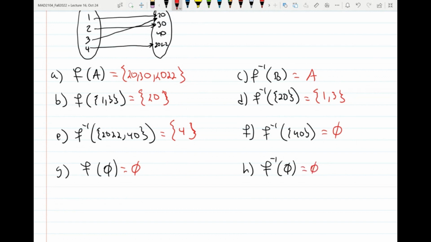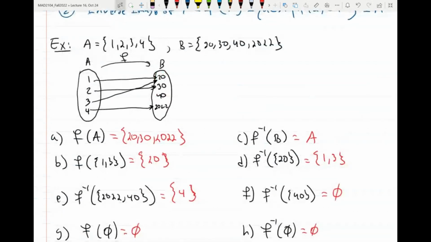Yes? Is there anything that will give you 40? No, because if you think about it, the function itself has no information on 40. 40 happens to be part of B, but F itself doesn't see 40 at all.